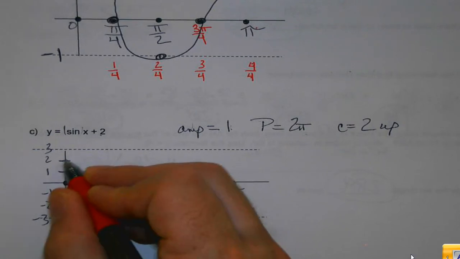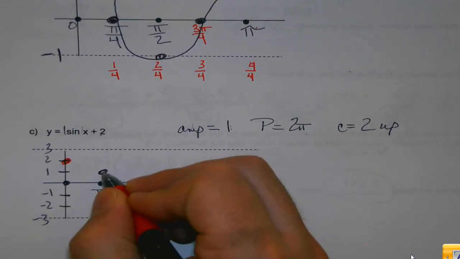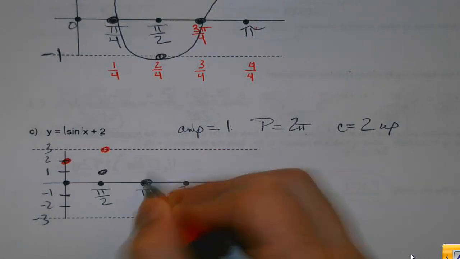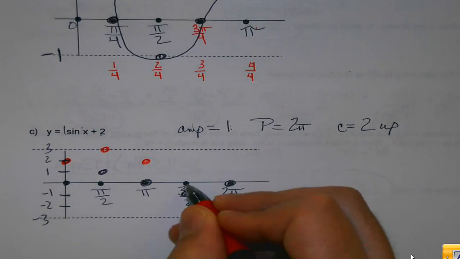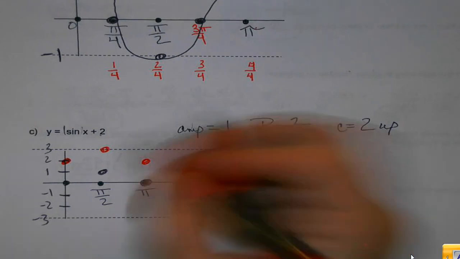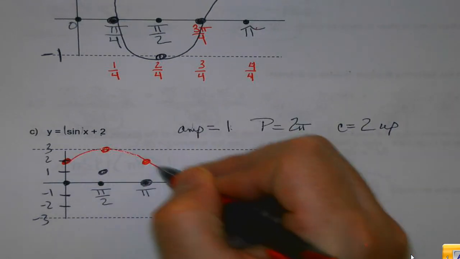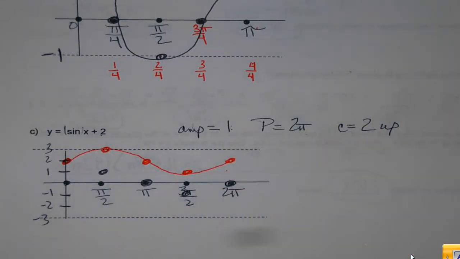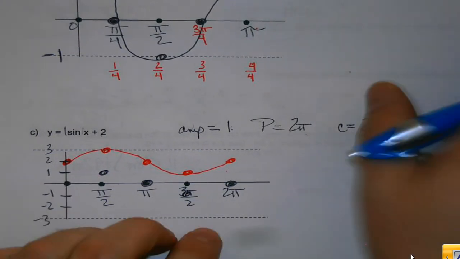So my initial 0 goes up to 2. My 1 goes up to 3. Back to 2, 1, 2, 1, 2. And that is the one that I'm actually going to graph. Some of you have told me you're comfortable enough to do it all in one. That's fine, but just make sure you're very accurate with all your points, because I will be watching. Okay. But again, sine curve, S shape.